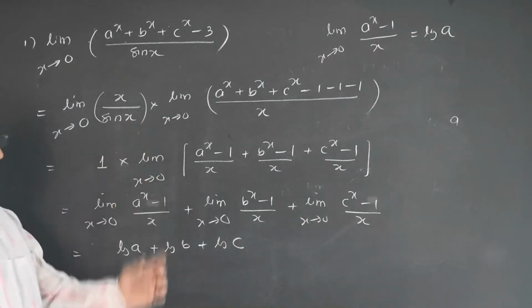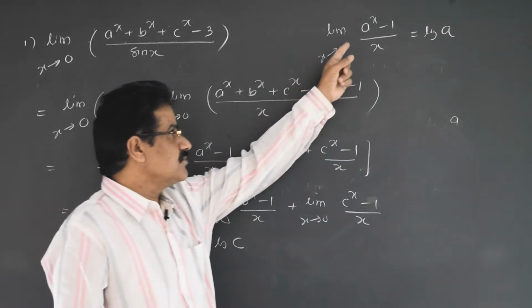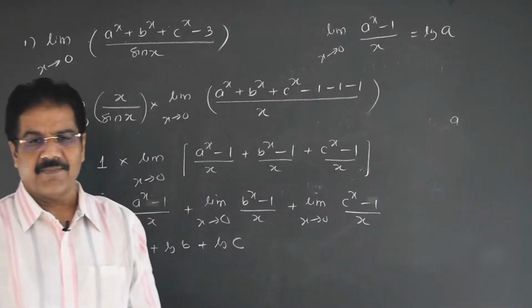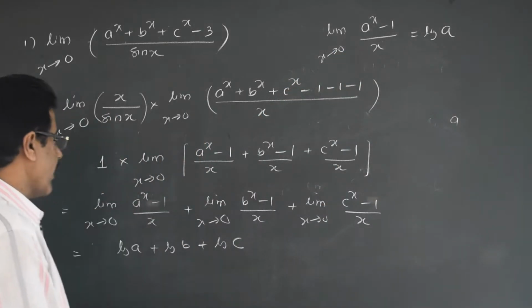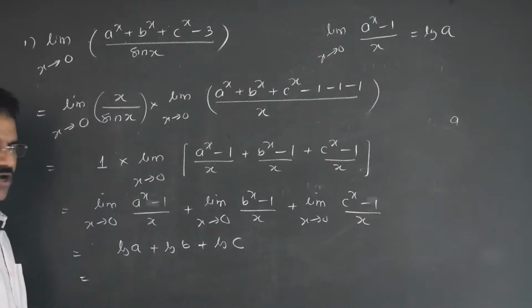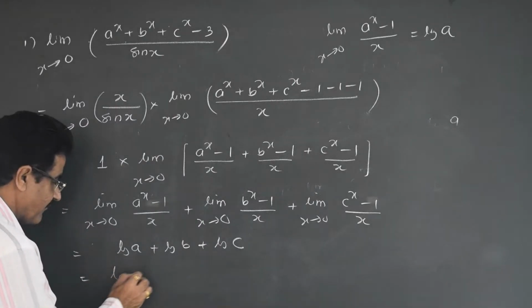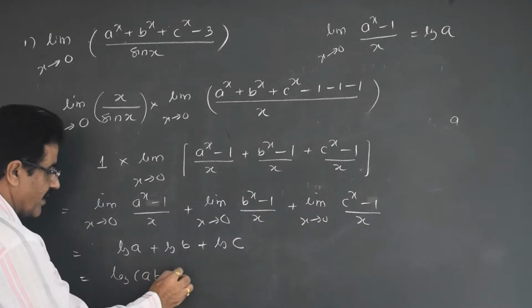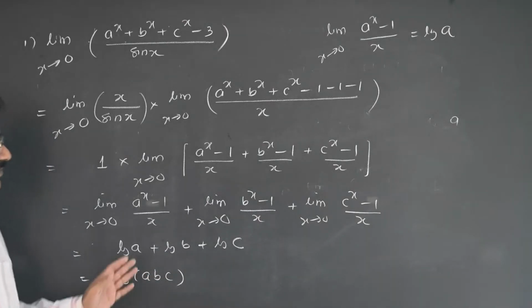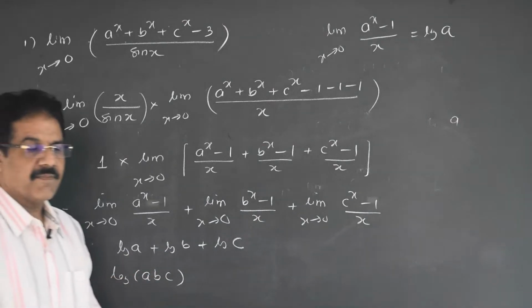So the standard formula we are using is limits as x tends to 0, (a raised to x minus 1) upon x is equal to log a. And now we can use laws of logarithm further to get the final answer as log of abc. So in this way we have solved this example.